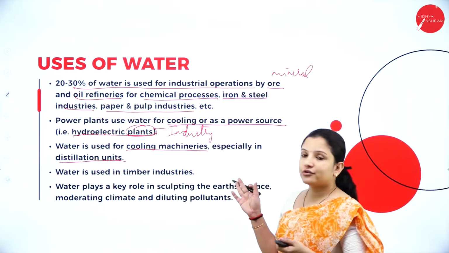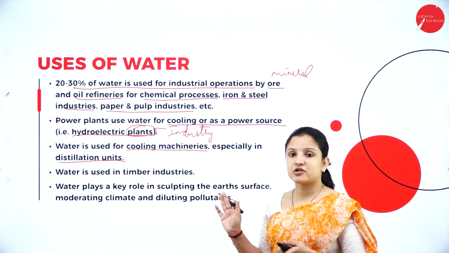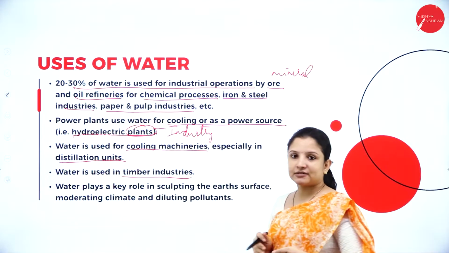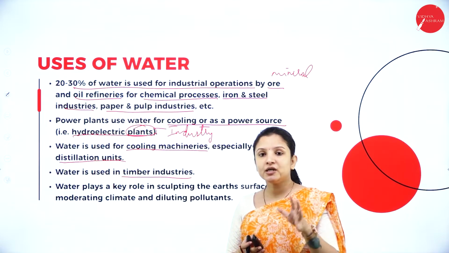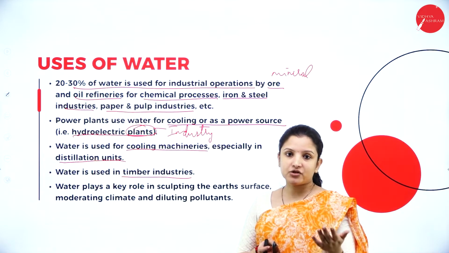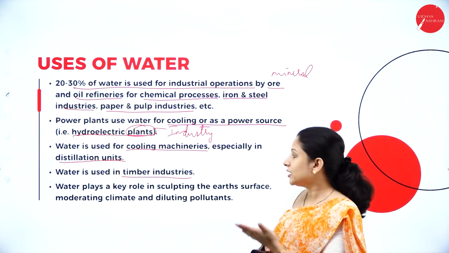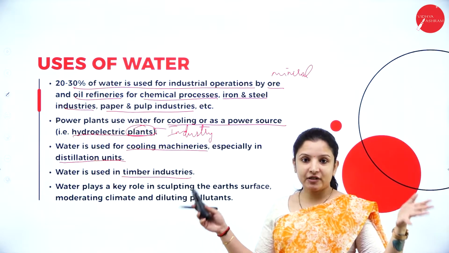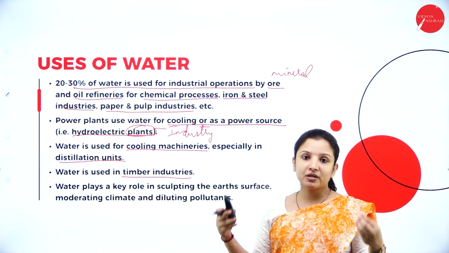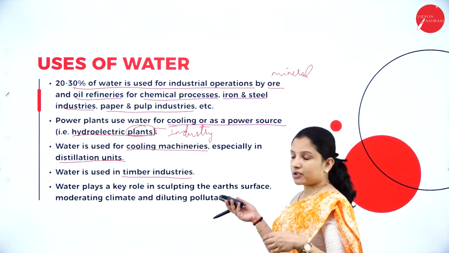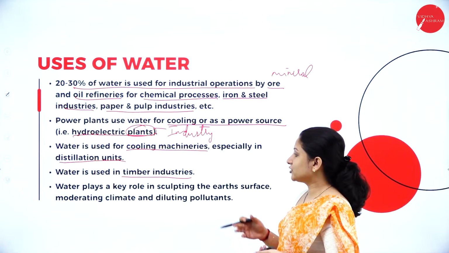So water is also used for cooling machineries, especially in the distillation units, and water is also used in the timber industry. So in timber industries, usually to soften the wood before converting it into furniture or something, they actually use water, wherein they'll have large tanks filled with water. In that they would have immersed the logs and kept them for some time. So for that particular purpose, in timber industries also water is used.